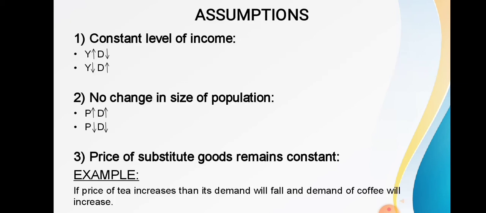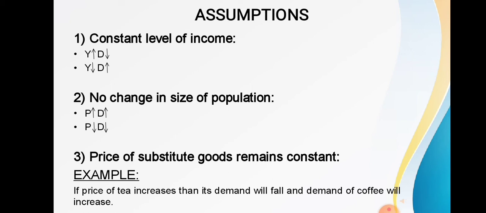See, before we start with the law, this law is based on the following assumptions. And what is the first assumption? The first assumption says that there is a constant level of income. It means that the income of the consumer should remain constant.